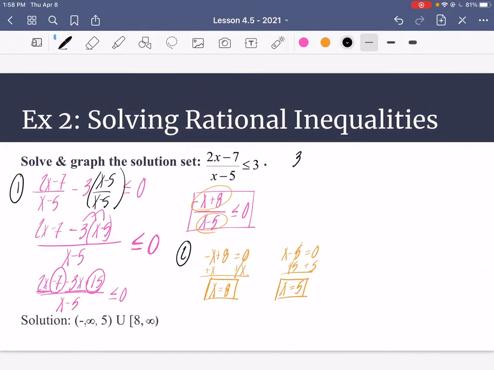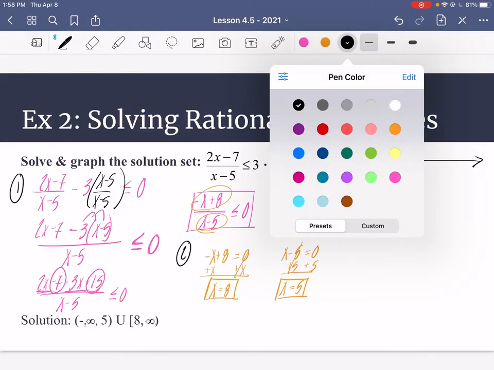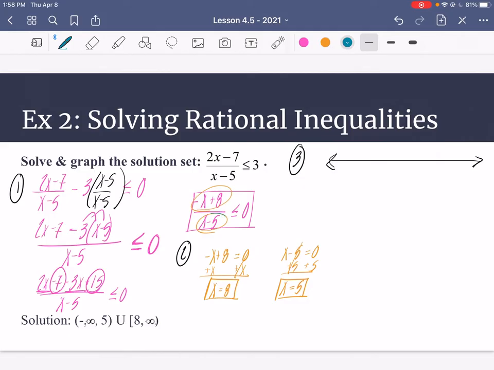Okay, step number 3, we locate these boundary points on a number line, and we need to check for restricted values. So I take a look here at my denominator when I had a single fraction, and I note the restricted value is that x cannot equal 5. Because if I plugged in 5 here for x, 5 minus 5 would give me 0. Okay, so that means this boundary point is going to have to be an open circle. So I graph 5, 6, 7, 8. So 5 is an open circle, 8 is a closed circle.